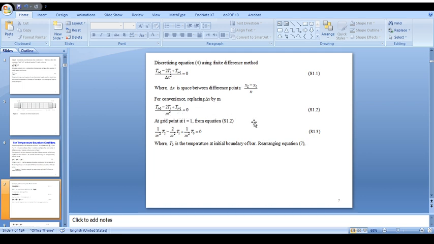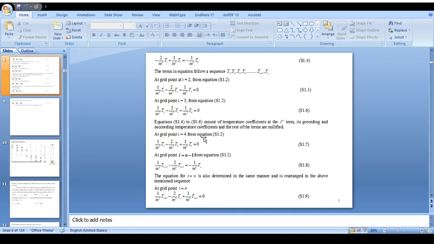Now here i can be changed from 1 to n, and so we get various equations. If we substitute i equal to 1 into this, we get this equation. Here T0 is known to us, this is the boundary temperature, whereas T1 and T2 are unknowns. So this equation can be rearranged into this one, with unknowns on the left hand side and known values on the right hand side.